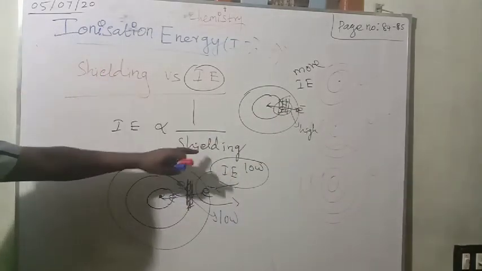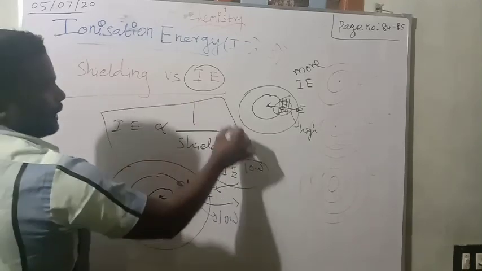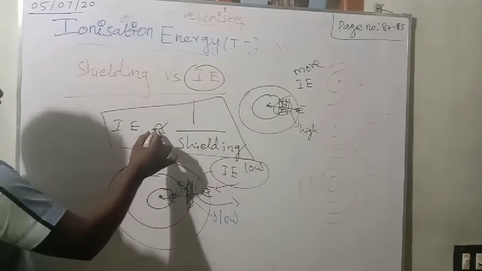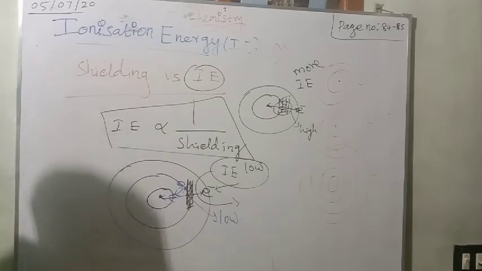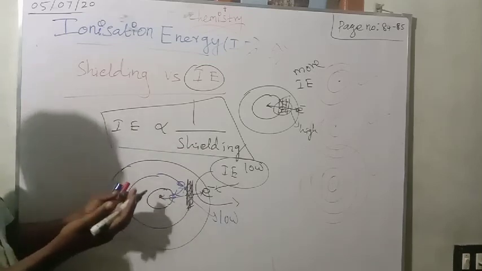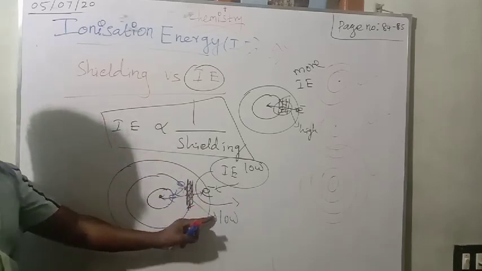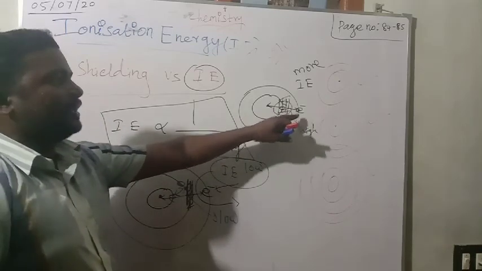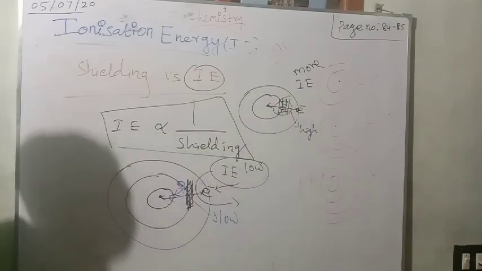That's why I gave this small formula. Ionization energy is inversely proportional to the shielding effect. Shielding effect increases means less ionization energy we need. Shielding effect less means high ionization energy we want to apply.